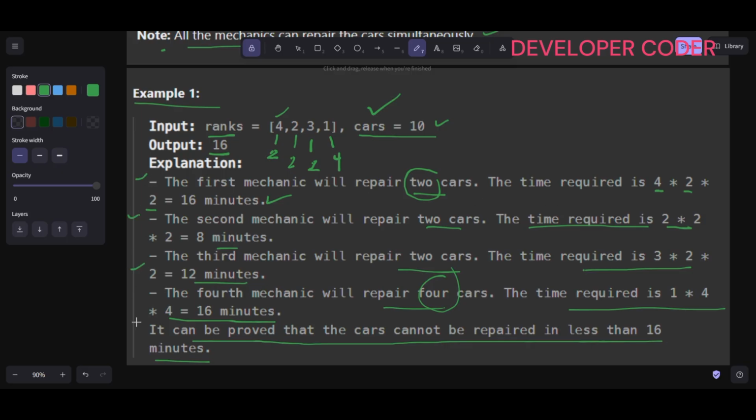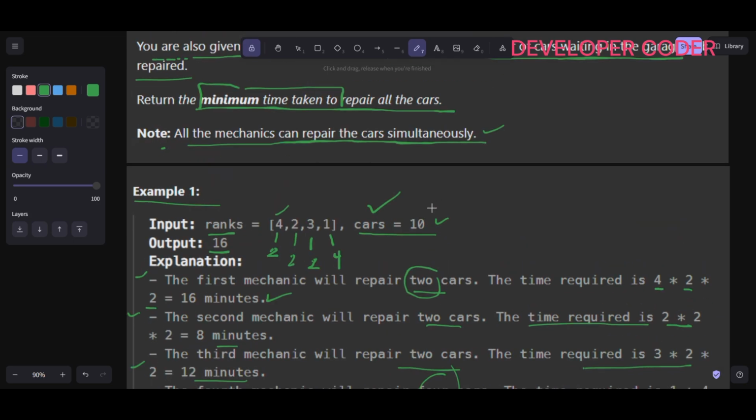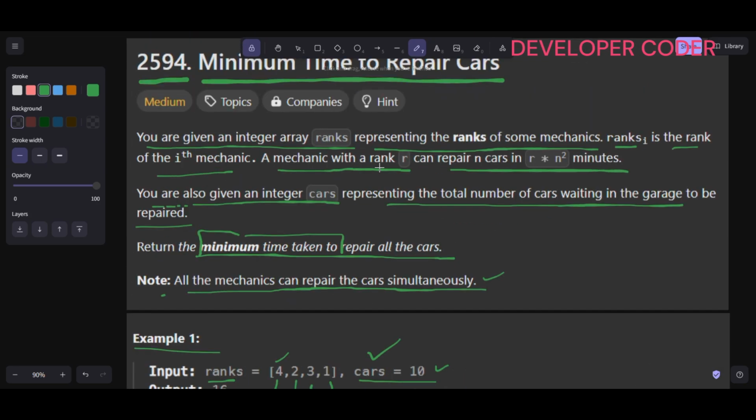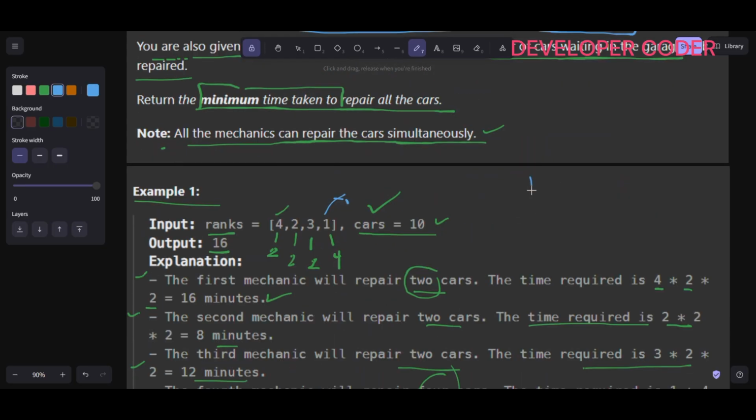Now see how. First of all, a mechanic with a rank R can repair n cars in R into n square minutes. So the person with a lower rank can repair more cars in less amount of time, right? Since rank is just 1, if he repairs, let's say, 4 cars, then how much time is he going to take? He is going to take 16 minutes.